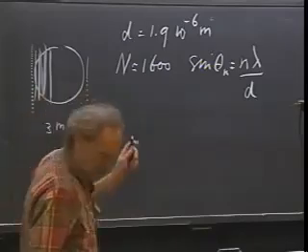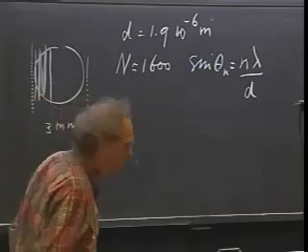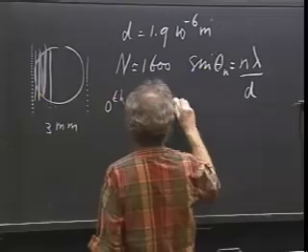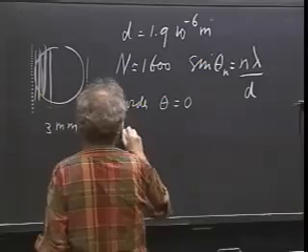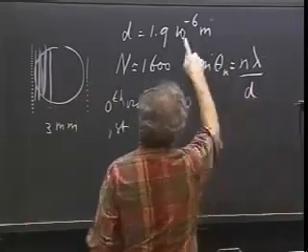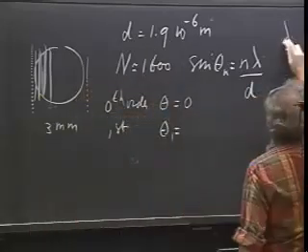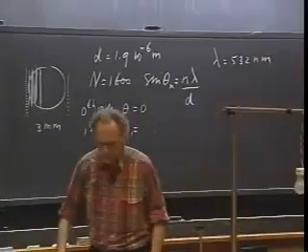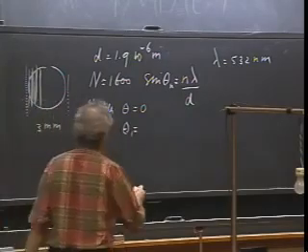And so when n is 0, that is your zeroth order, you get, of course, a maximum. So the zeroth order is at theta equals 0. Now your first order is when the sine of theta 1 is lambda divided by d, and I can take my lambda, which in the case of my laser, I'll have to tell you, is 532 nanometers. It's green. And so I can calculate what theta 1 is, and I find 16.3 degrees.